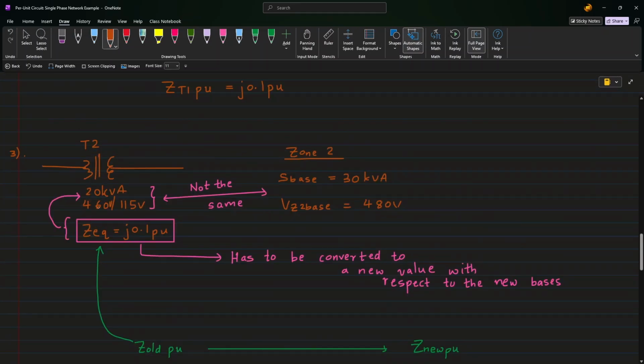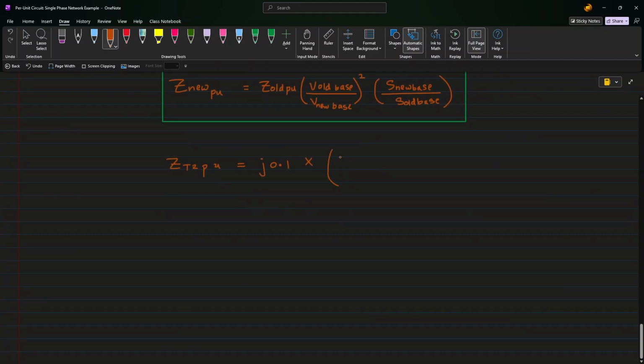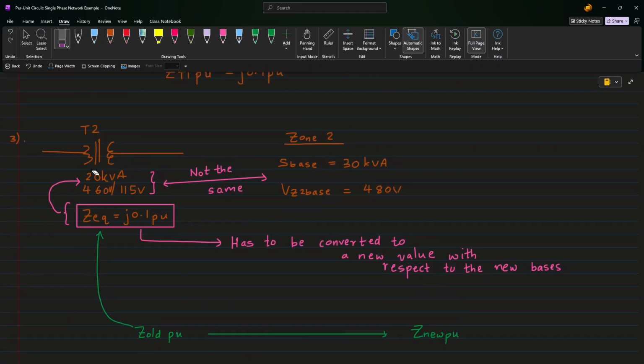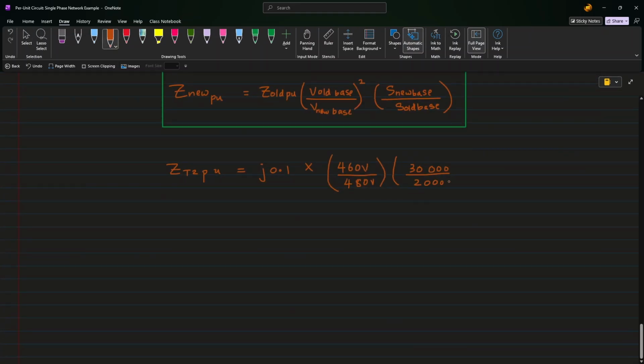We can take the primary side coil voltage of T2 since the transformer is in zone 2, and the V new base is now the base voltage of zone 2 that we have found before. S new base is 30 kilovolt amperes, which was already given to us in the question, and S old base is the base power rating of the transformer. By working this out, we get the new per unit impedance of transformer T2.